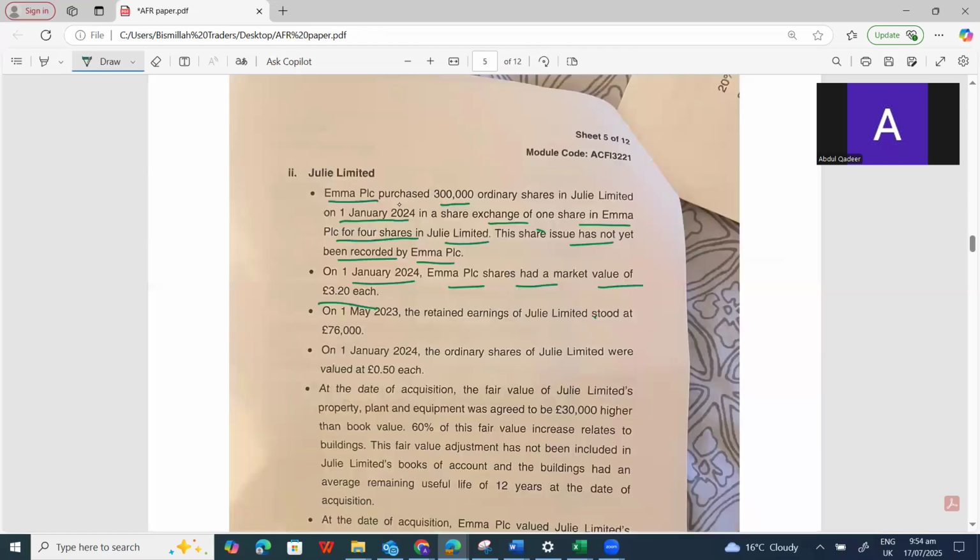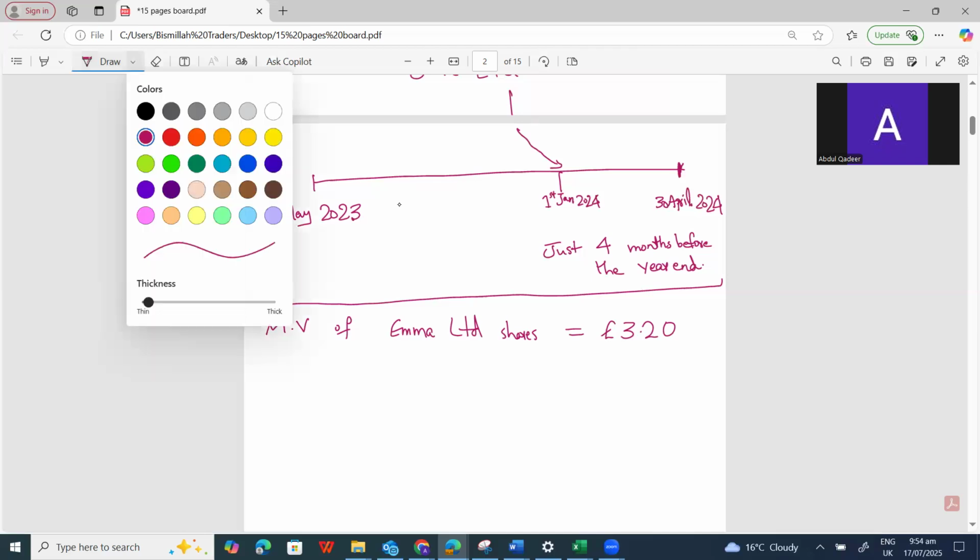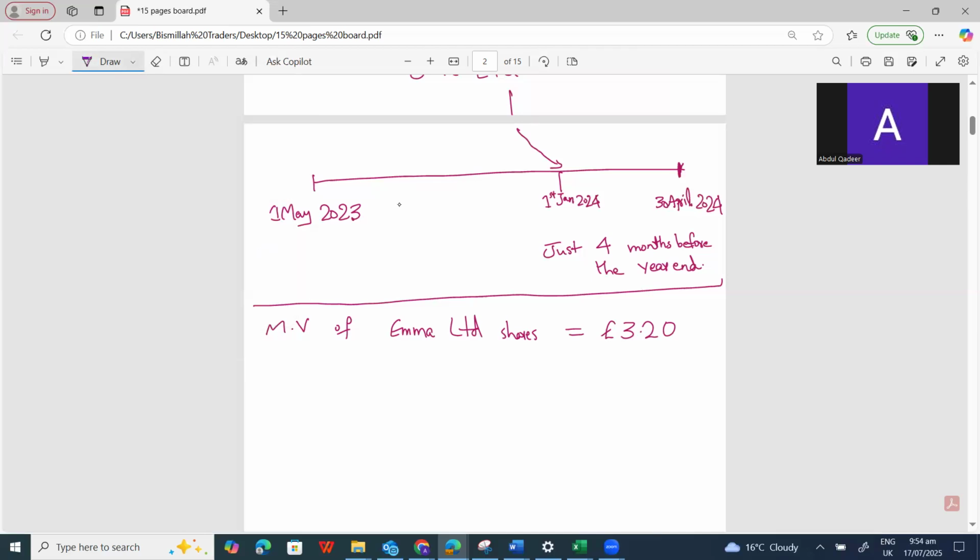Okay, next we see retained earnings. First we need to calculate the consideration paid by EMA Limited. Where will this be used? This will be used in Goodwill. You can name it working two because we are moving step by step. So, consideration paid by EMA Limited.